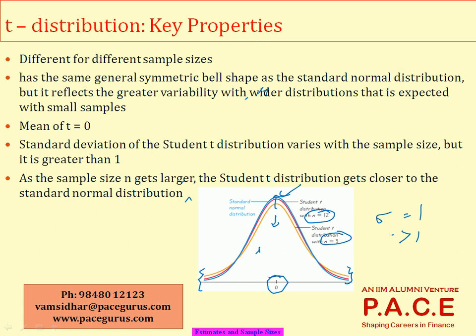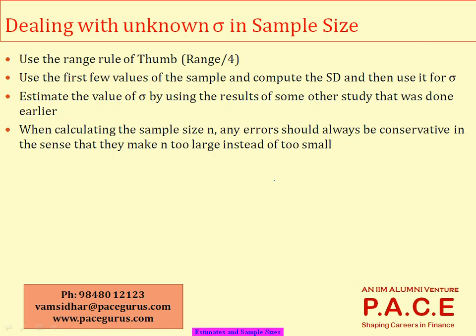If I don't know sigma, especially for the purpose of calculating the sample size, some of the suggested options are: one, use the range rule of thumb, which is nothing but range divided by 4. Whatever the range is, maximum minus minimum value, divide by 4, and you approximate that to be sigma. Or, from your sample, just take the first few data values, find the sample standard deviation, and use that as your sigma for the population to find out what sample size you would like to collect. Or if any other studies have been conducted on similar topics, whatever sigma they have used, you can very well use that sigma.